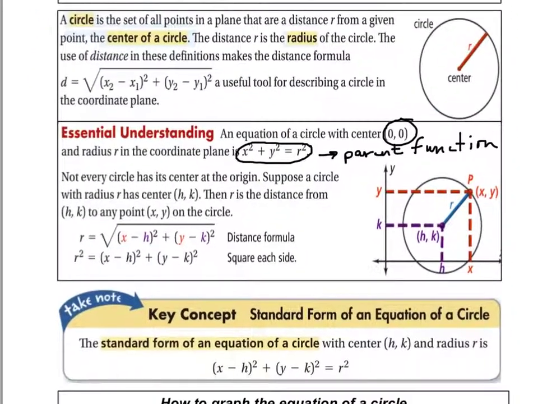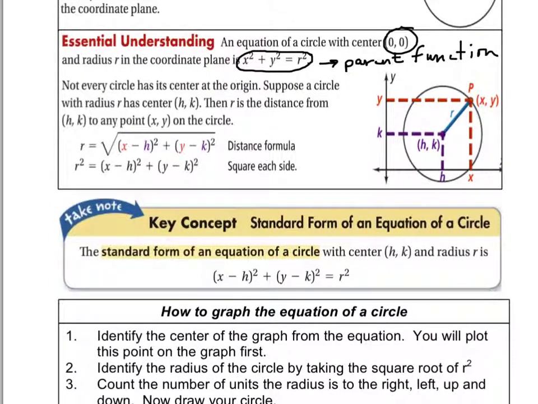Now, the actual standard form of an equation of a circle, with the center (h, k) and a radius of r, is (x minus h) squared plus (y minus k) squared equals r squared, where h and k are the center and r is the radius. We're going to take equations in standard form and graph them.